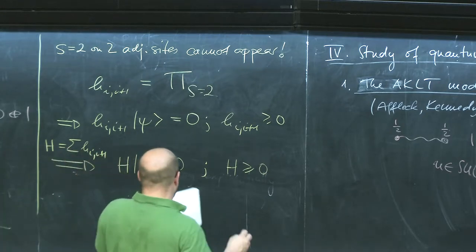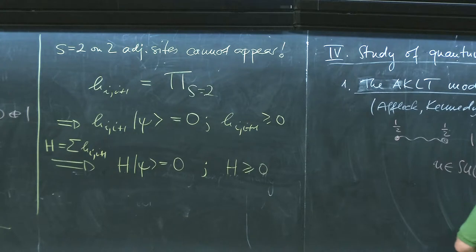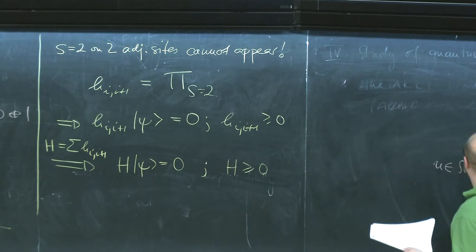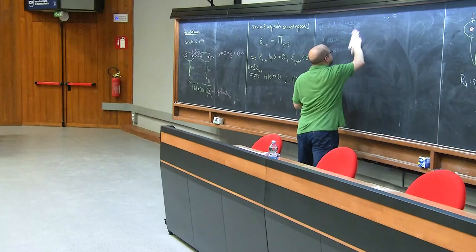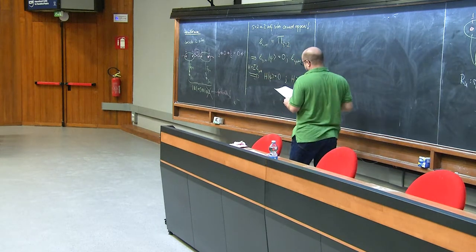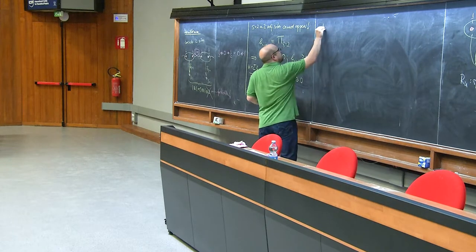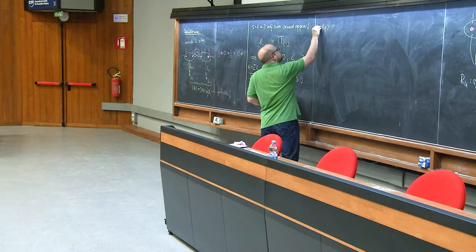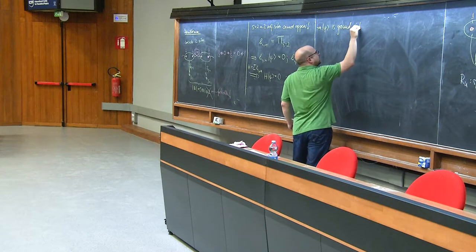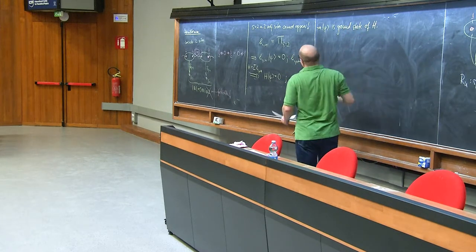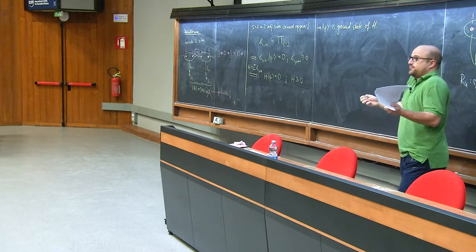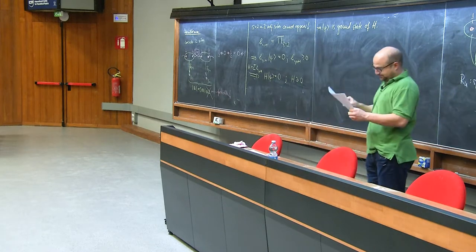So what does it tell us? Well, it tells us that psi is a ground state of that Hamiltonian, right? Because we know that this Hamiltonian has eigenvalues zero and larger, and this is an eigenvector with eigenvalue zero, which is the smallest eigenvalue, so psi is a ground state.